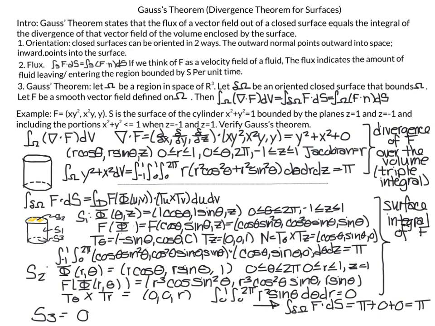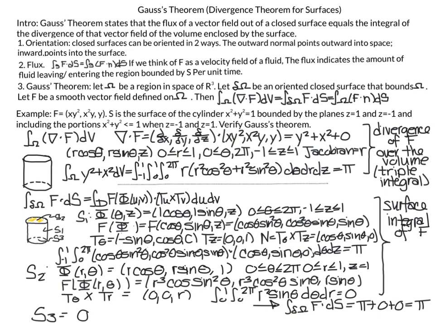So to verify Gauss's theorem, we'll have to do this calculation on the left, the divergence over the volume calculation, and then compare that with this calculation on the right, the vector field integrated over the surface. On this top part, I did the divergence over the volume, the left-hand side. On the bottom, I do the surface integral of F. This is the right-hand side.